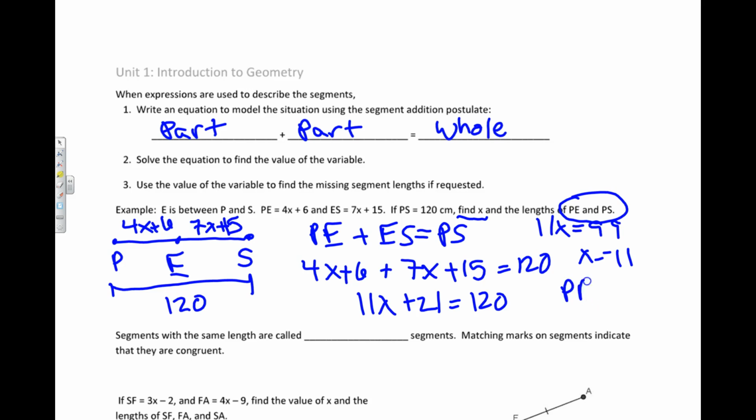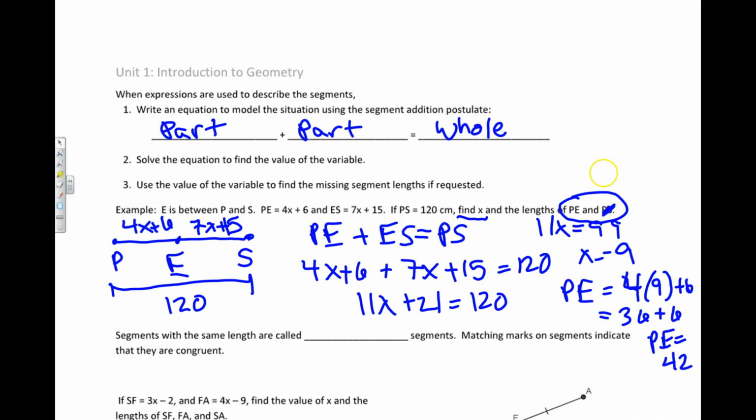Well, PE is equal to 4x plus 6, or, oh, I made a mistake up here, friends. Did y'all notice that this isn't supposed to be 11? This is supposed to be 9. Yay. Paying attention for the win. Okay, so PE is equal to 4 times 9 plus 6, or 36 plus 6, so PE equals 42.